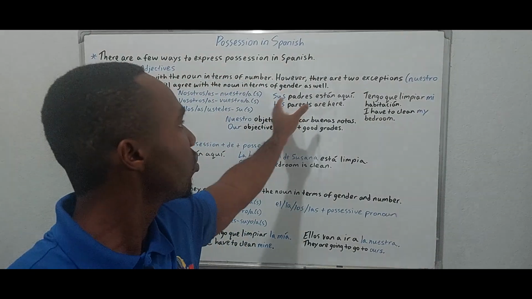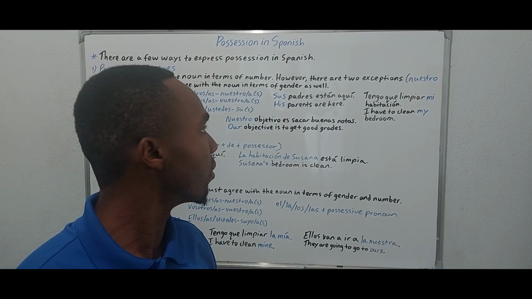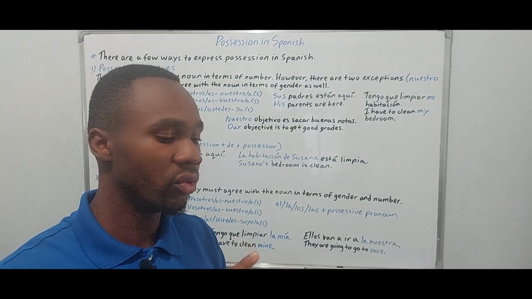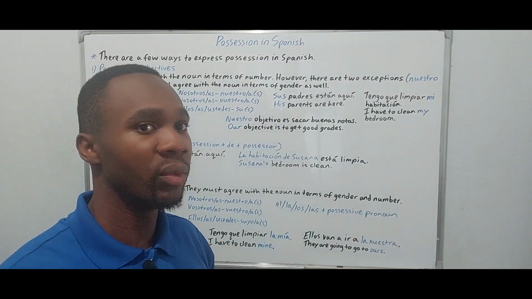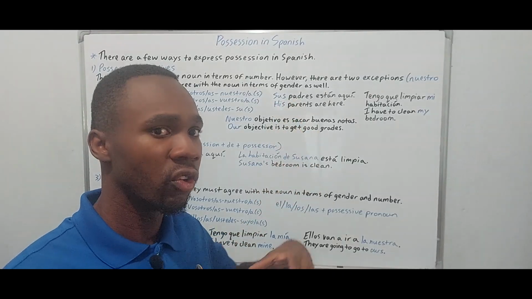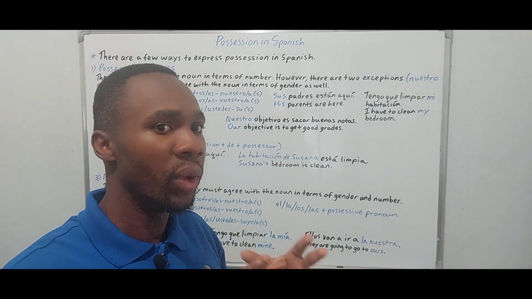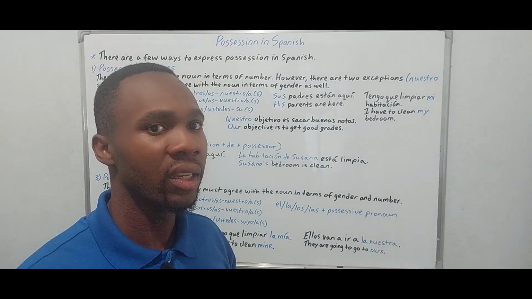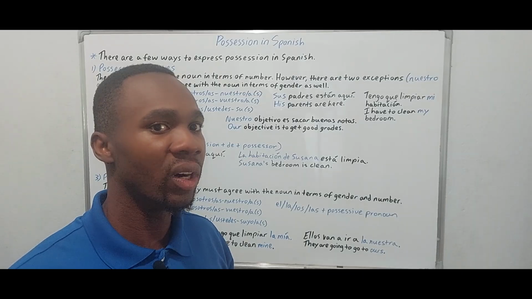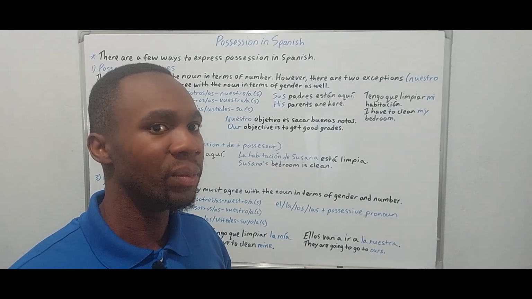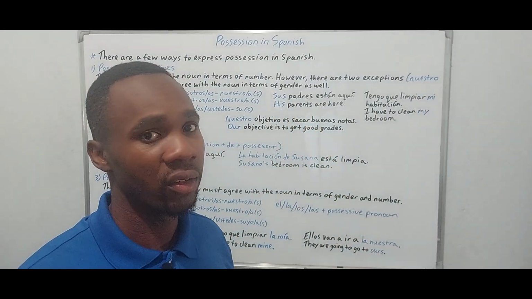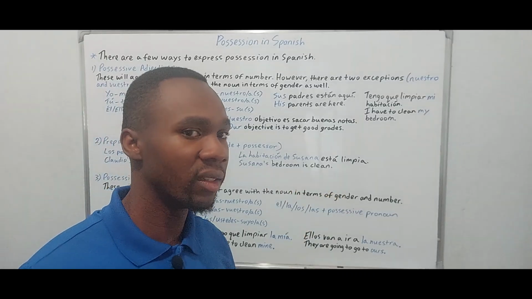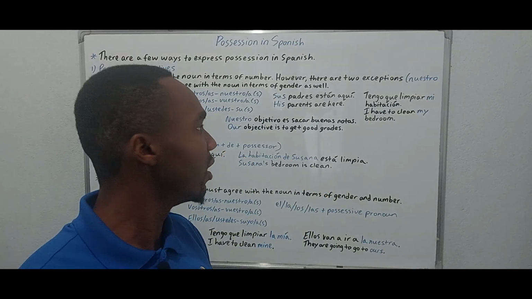So we have, sus padres están aquí. His parents are here. So sus could refer to her, it could refer to their, or it could refer to his, and we are referring to his. By context, we would know who is the owner. If we just say sus padres están aquí with no other supporting details, it would be unclear whose parents are here, right? But when we want to be more specific, we do something different, and we'll get into that shortly. But sus padres están aquí, his parents are here.